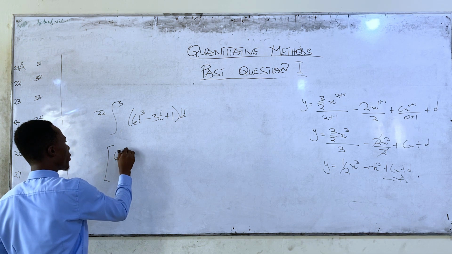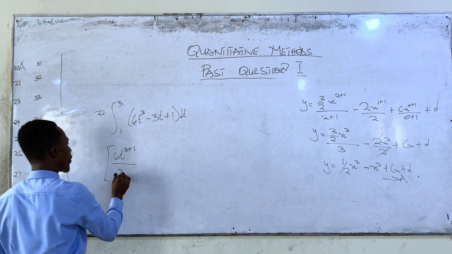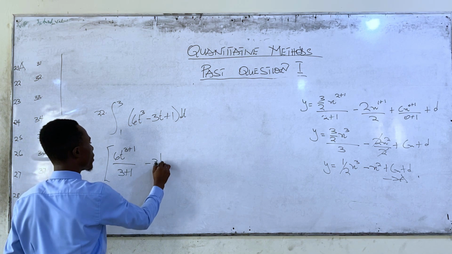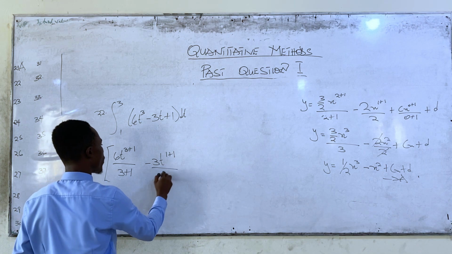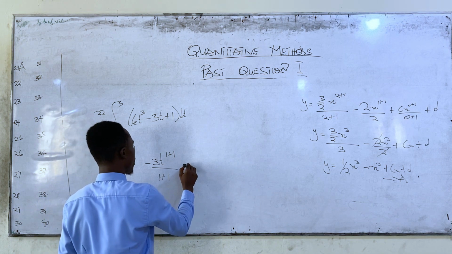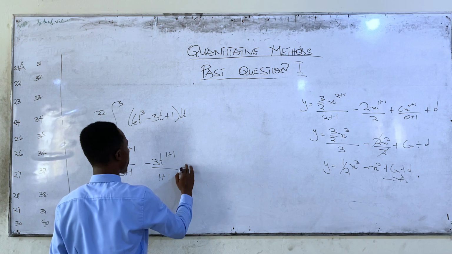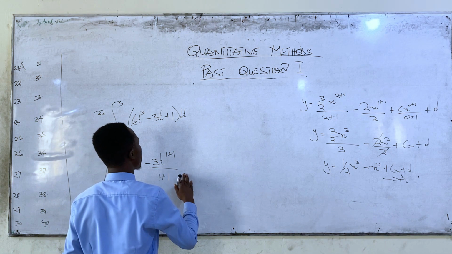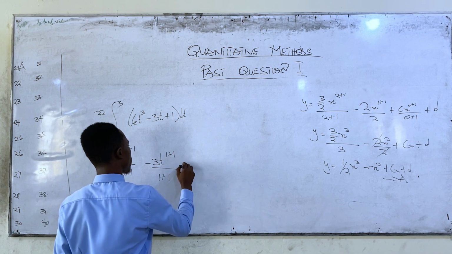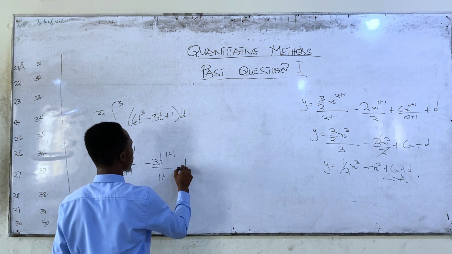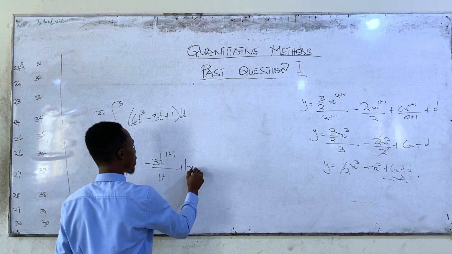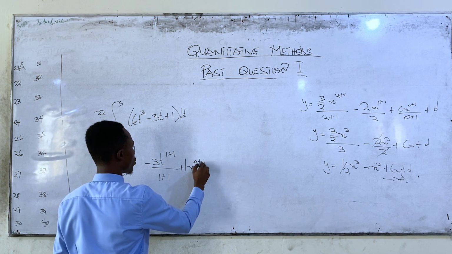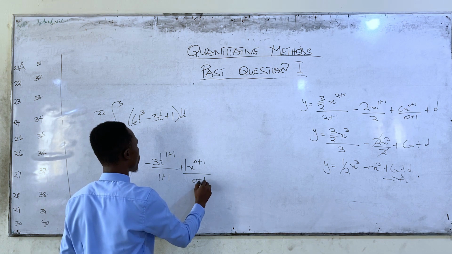So when you integrate this, you are going to get 6t to the power 3 plus 1 over 3 plus 1. So this is the integration of the first part. Then you have 3t to the power 1 plus 1 over 1 plus 1. Then we have the constant 1, we are integrating it, so it is going to be t. There is t exponent 0 here, so we add 1 to it, then we say 0 plus 1.